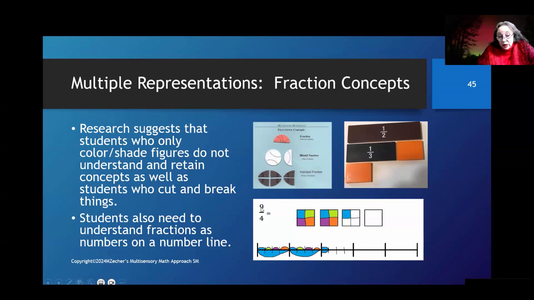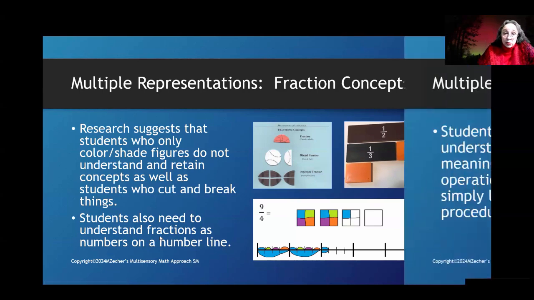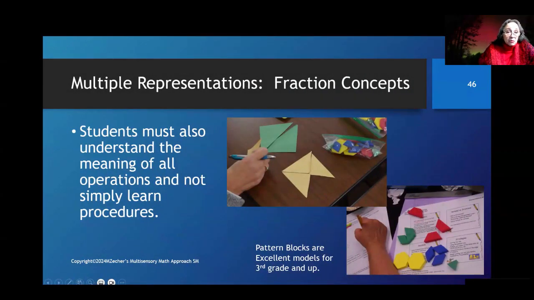And here we are doing a pictorial representation of simplifying 9/4. We color in the different fourths on a shape so we can see what that is, 9 individual 1/4 pieces. We put it on the number line, coloring each fourth, and then the mixed number underneath to make that connection. But they really need to understand fractions as numbers on a number line. That's critically important for higher level math. Multiple representations with fraction concepts.